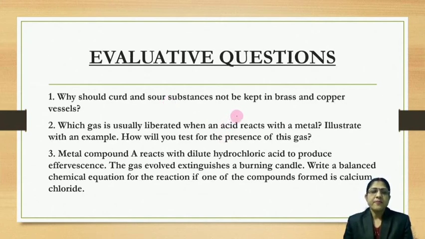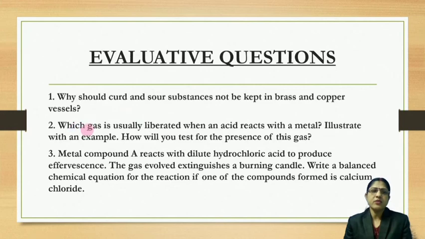Because curd and other sour foodstuffs contain acids. As we know, acids are sour in taste. So these contain acids which can react with the metal of the vessel to form poisonous metal compounds, which can cause food poisoning and affect our health adversely. Right? That is why these should not be kept in brass and copper vessels.